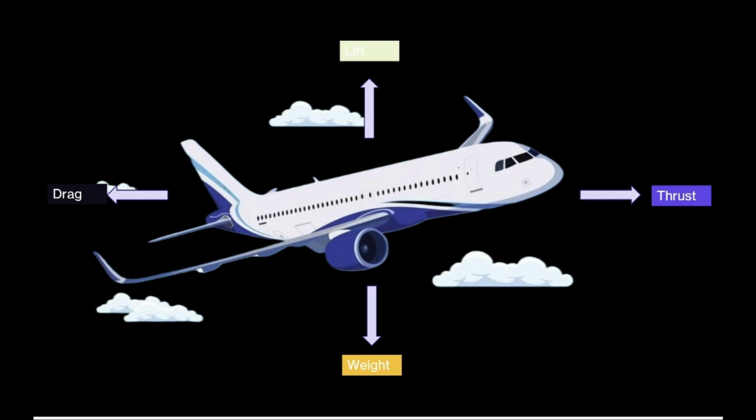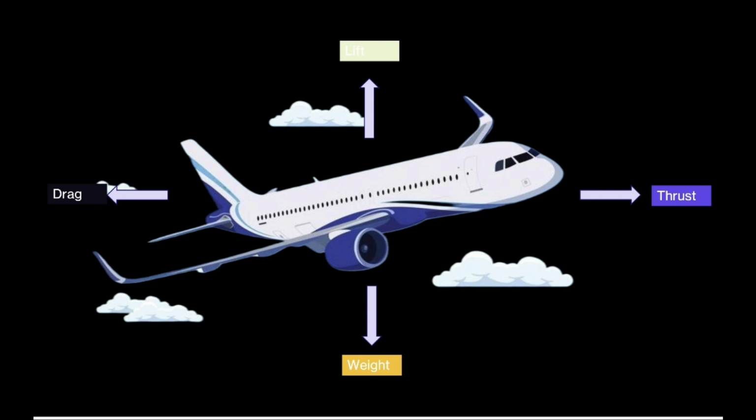And now let's combine all the forces. When the engines create enough thrust, the plane speeds down the runway. The wings create more and more lift as air flows faster over them. Once lift becomes stronger than weight, the plane takes off. In the air, thrust keeps the plane moving forward while drag slows it down. Pilots control the balance of these forces to climb, cruise, and descend.